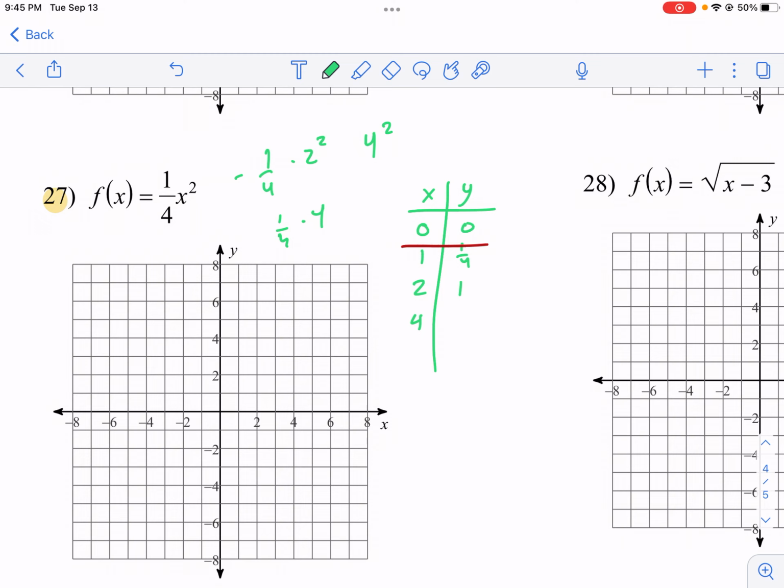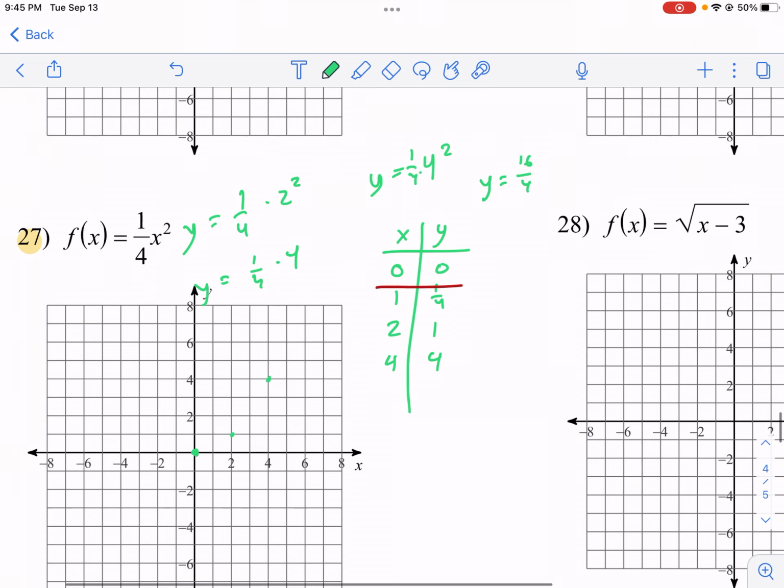Getting a little messy here. Hold on. Okay, so 4 squared over here. 1/4 times 16 equals y. y equals 16 over 4. That gives me 4. Okay, so now I'm kind of seeing a pattern here. So 0, 0, 2, 1, 4, 4. Hold on a second. So it's 16 divided by 4. That equals 4. Okay, so then, yeah, it looks like this. That is right.